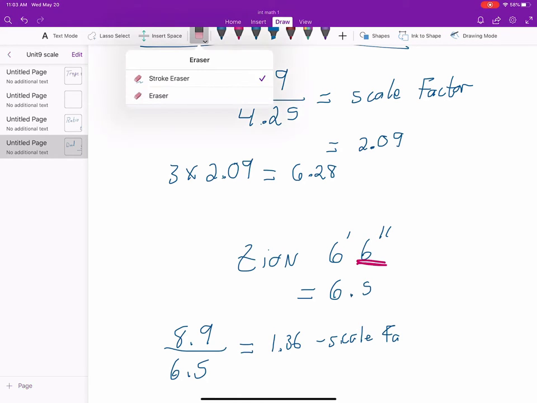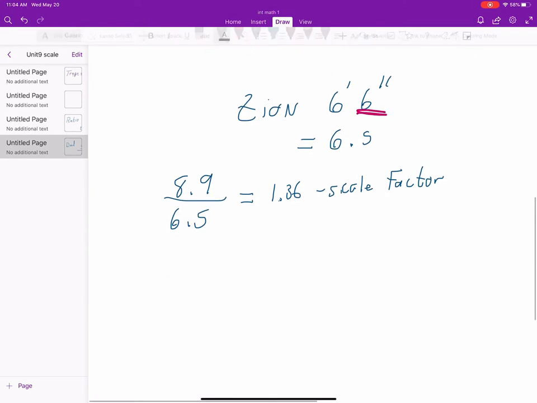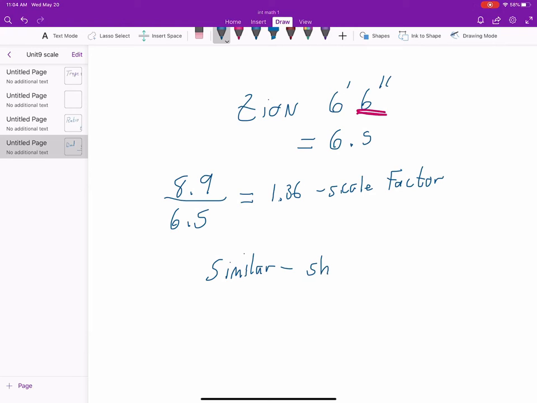So this is the scale factor between these two, if they are similar. All right, so what does similar mean? Well, similar means that they are the same shape but a different size. I'm going to move that and write that down. What does the whole idea of similar mean? Okay, similar: same shape, different size.